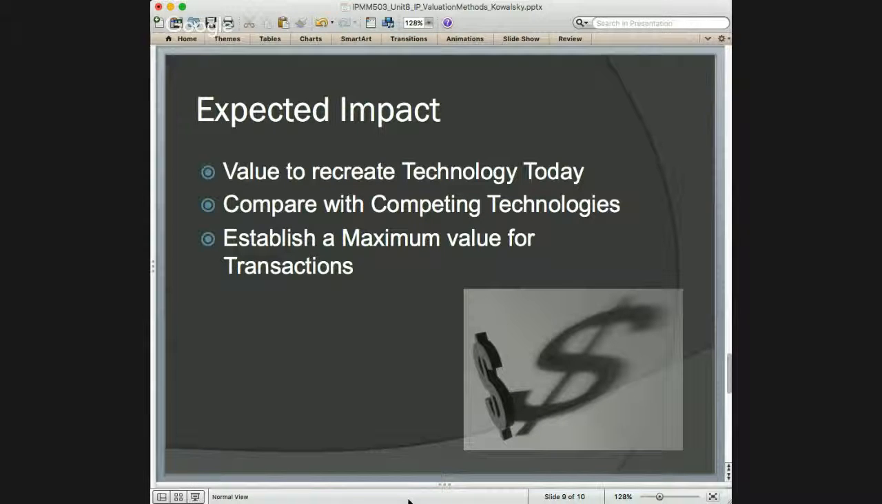When all of these costs are collected, we'll have a picture of what it would cost to recreate the technology today. This will be useful to compare to competing technologies to decide whether or not acquiring a license or the IP itself would be warranted. This cost-based value will also be very useful in determining license fees or determining value for litigation or other types of business transactions with the technology.